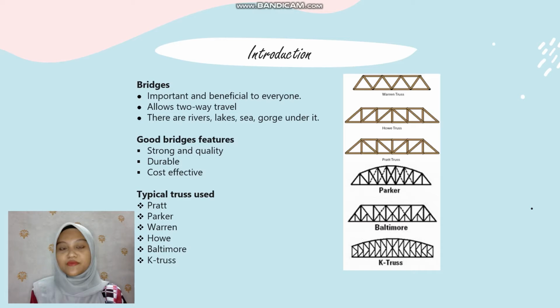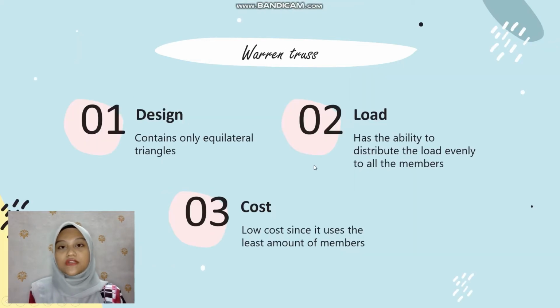There are six typical truss used for bridge, which are Pratt truss, Parker truss, Warren truss, Howard truss, Baltimore truss, and Key truss. This is the two-dimensional drawing for truss. As for this project, we choose Warren truss because of its design, load, and cost.